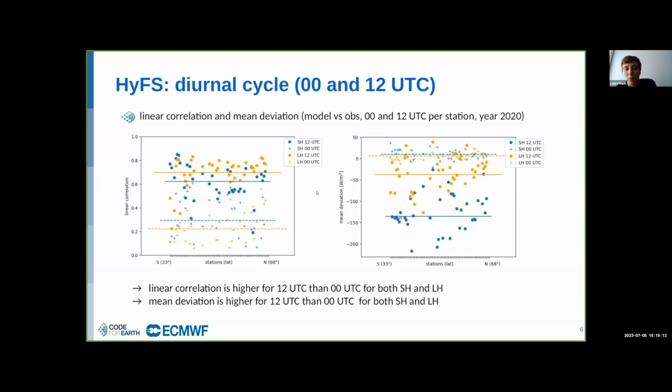If we look now at the mean deviation, then it's the other way around. We have a low mean deviation for the 0 UTC values, which is due to the fluxes being quite low in general. But because they are so low and close to 0, it's quite difficult to get a high linear correlation. For the 12 UTC values, we have a high mean deviation, up to about minus 130 for sensible heat flux. But because the fluxes are high and positive, we still have a good correlation.